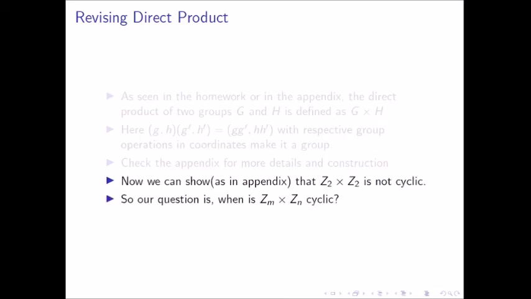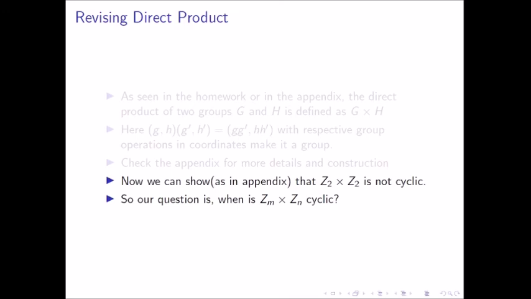As in the appendix, we saw that Z2 cross Z2 is not cyclic. Indeed, Z2 cross Z2 has the property that all elements satisfy a squared equals 1. So other than the identity, other elements have an order of 2. But our question is, when is Zm cross Zn cyclic? In the appendix, we have also seen that Z2 cross Z3 is cyclic, as (1, 1) generates it. So when is Zm cross Zn cyclic?